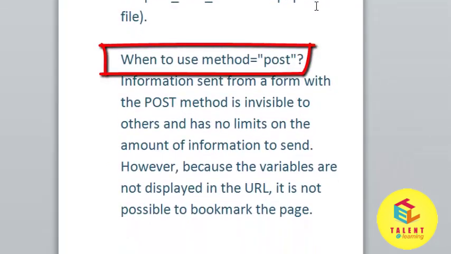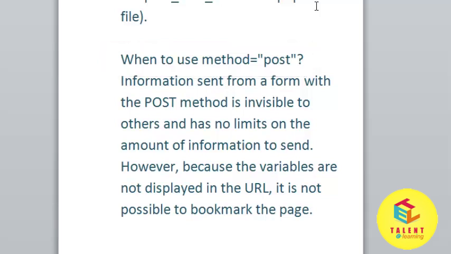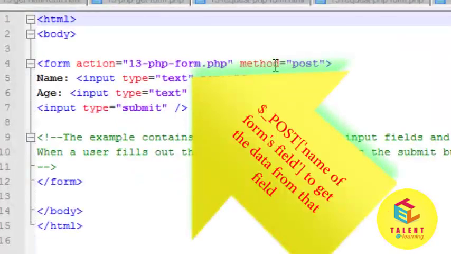Now, when to use this POST method? Information sent from a form with the POST method is invisible to others and has no limits on the amount of information to send. However, because the variables are not displayed in the URL, it is not possible to bookmark the page. So, we can use it to send any sensitive information like passwords or anything. Let's see one example. This is an HTML form with method equal to POST and the data will be sent to this PHP file.